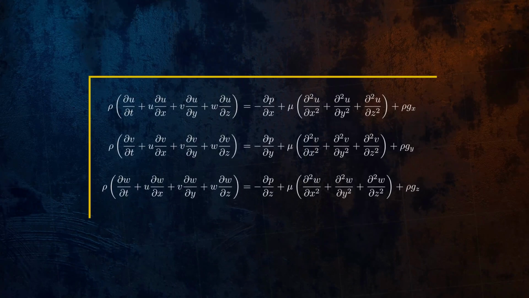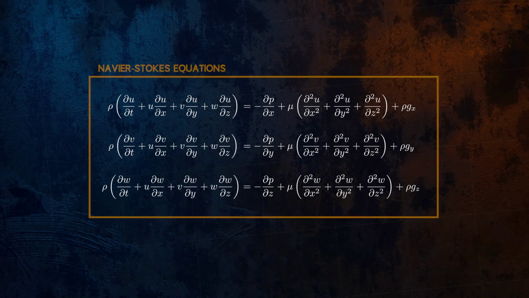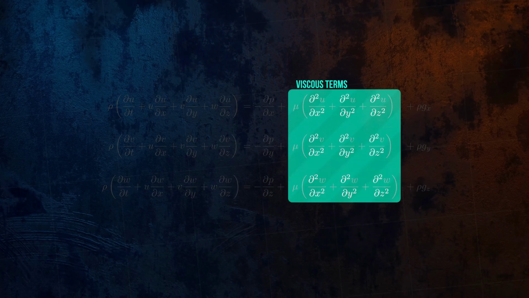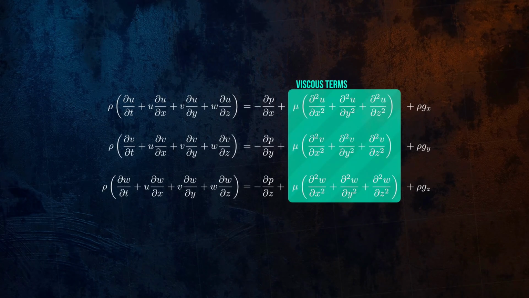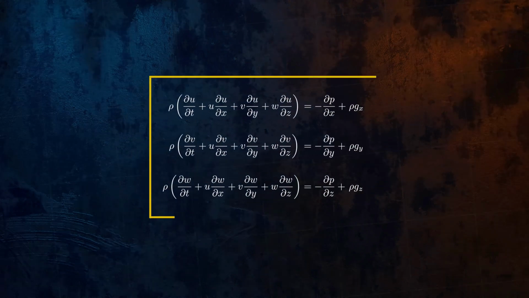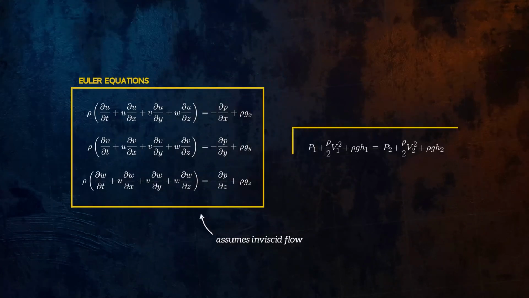The Navier-Stokes equations define the behavior of fluids, but are very difficult to solve. Assuming that flow is inviscid means that we can neglect the viscous terms, which contain the higher order derivatives. The resulting equations for inviscid flow are called the Euler equations, and they're much easier to solve. Inviscid flow is also a key assumption in the derivation of Bernoulli's equation.